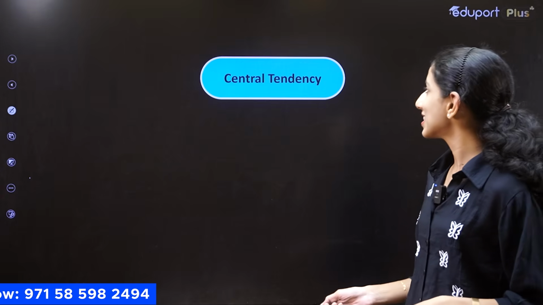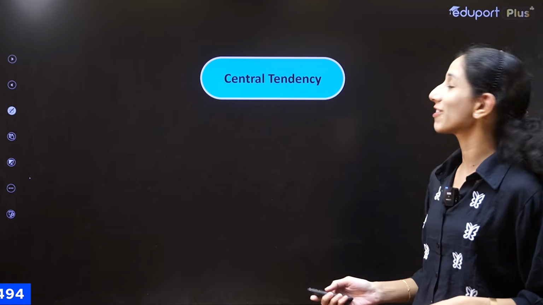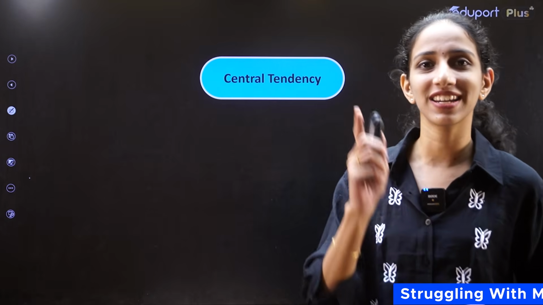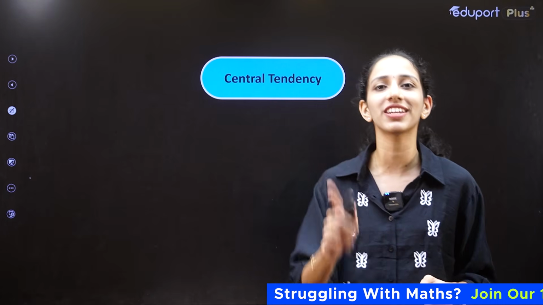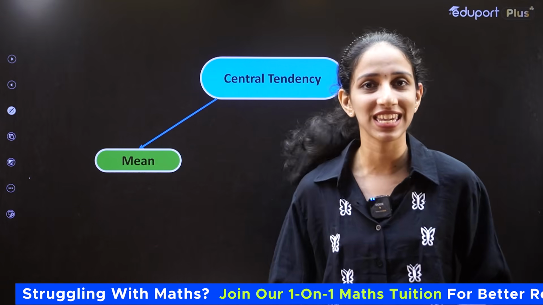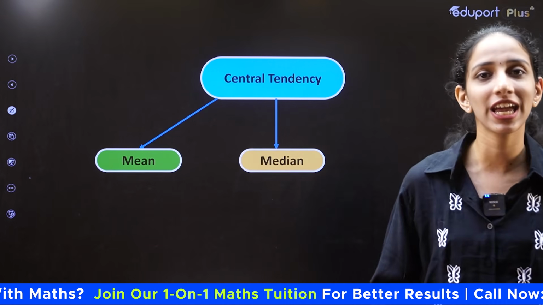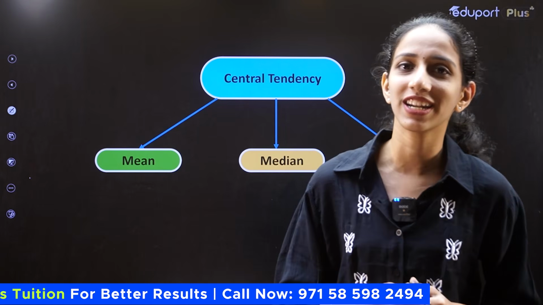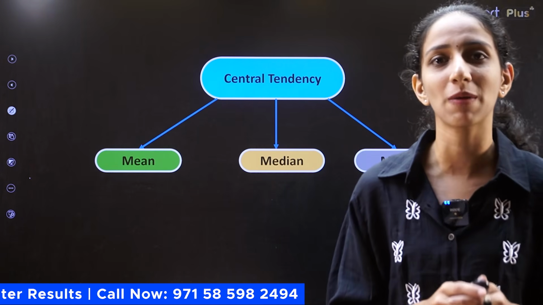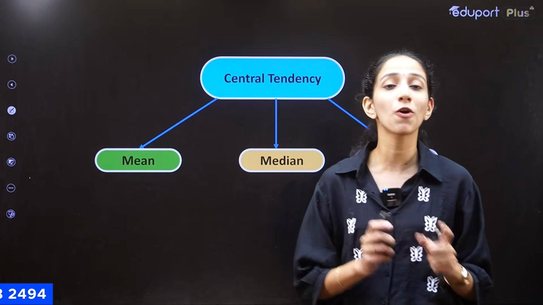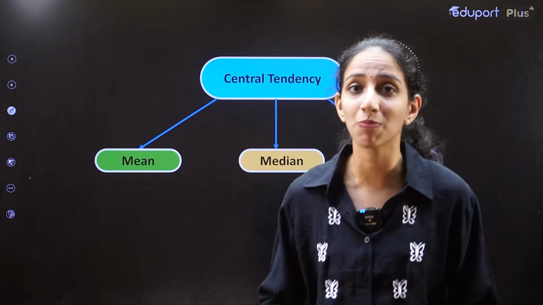In the first section, we are going to discuss different central tendencies. Note that point: central tendency. Which are the three central tendencies we are going to discuss in this chapter? The first one is mean, the second one is median, and the third one is mode. So these are the three central tendencies we are going to discuss. We are also going to discuss the formulas, and those formulas are very important.